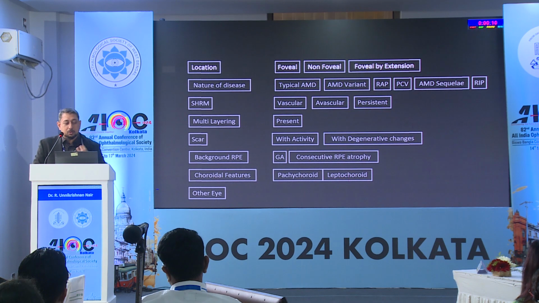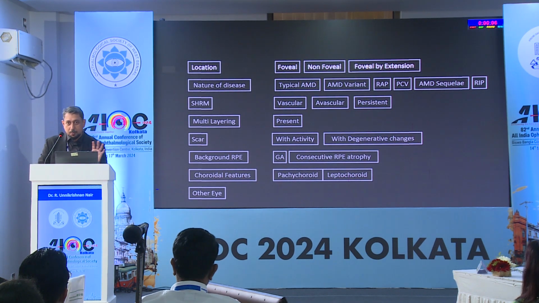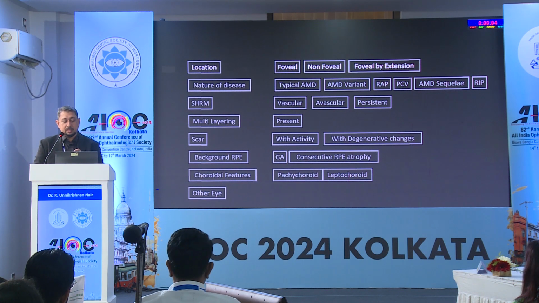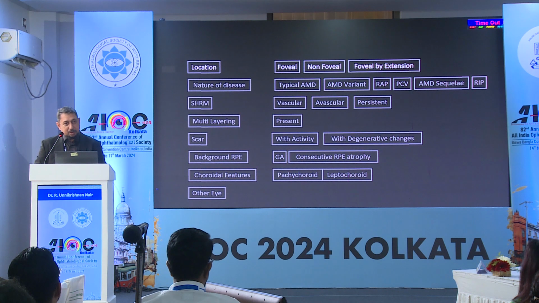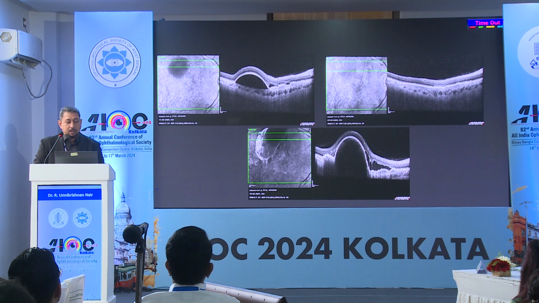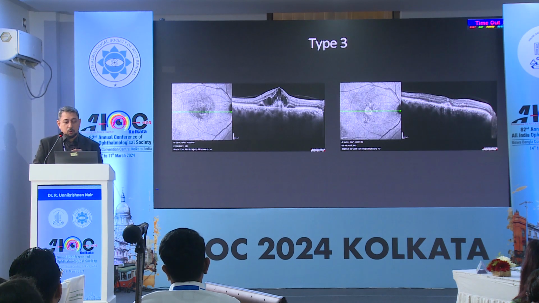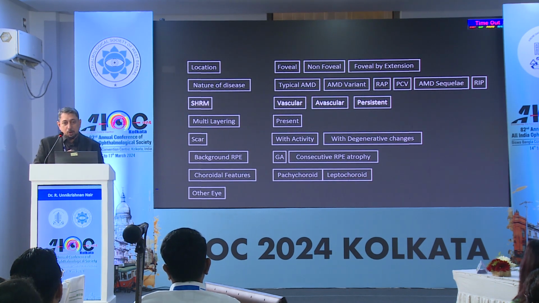Now, let's look at prognosis, a very big slide. Prognosis depends on location. Prognosis depends on the nature of the disease. Whether it is a typical AMD, you've caught it extrafoveally, you've treated it, or is it a variety like RAP, where you're going to struggle with treatment and may end with RPE atrophy, or is it a disease like PCV? Of the many varieties, some respond well to anti-VEGF, some don't respond well.